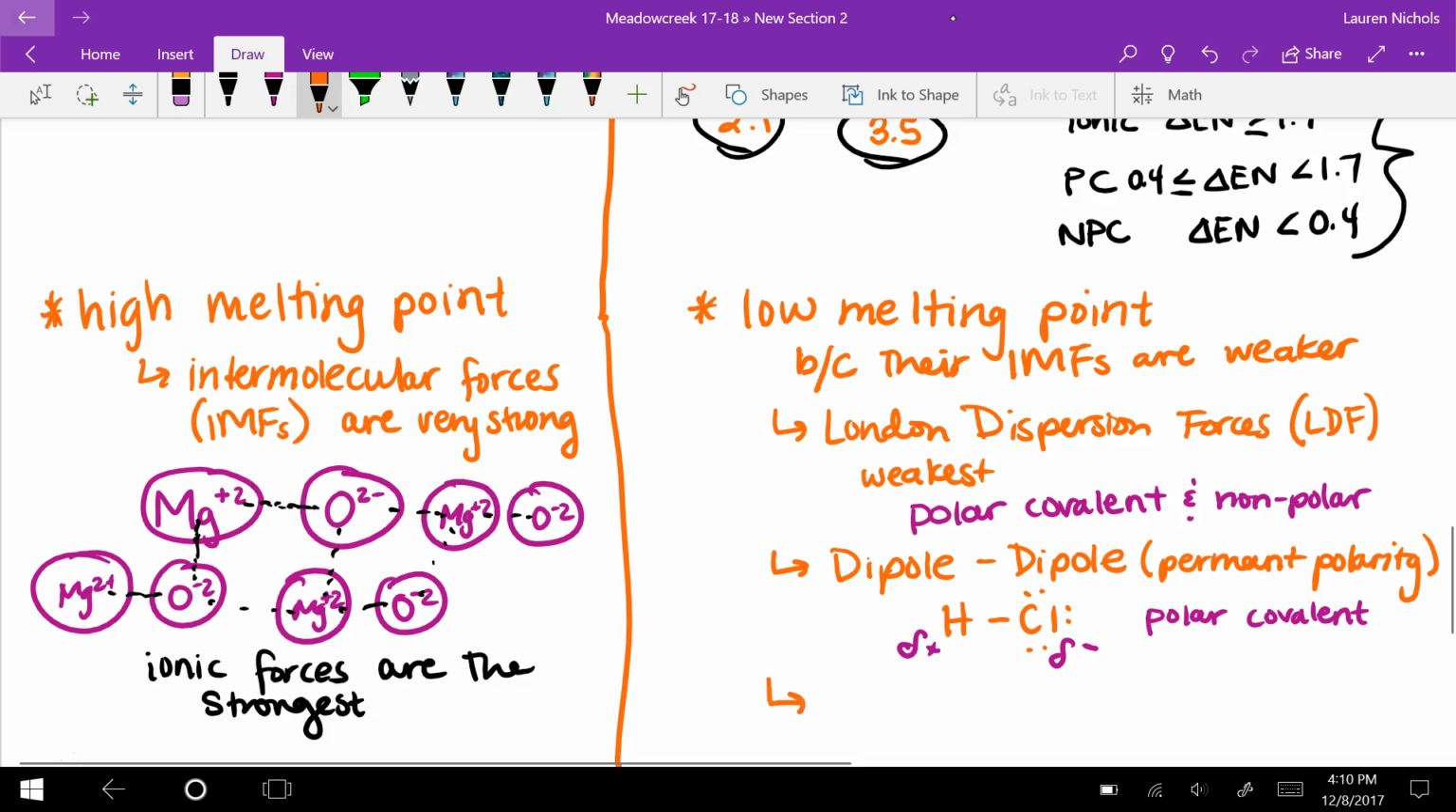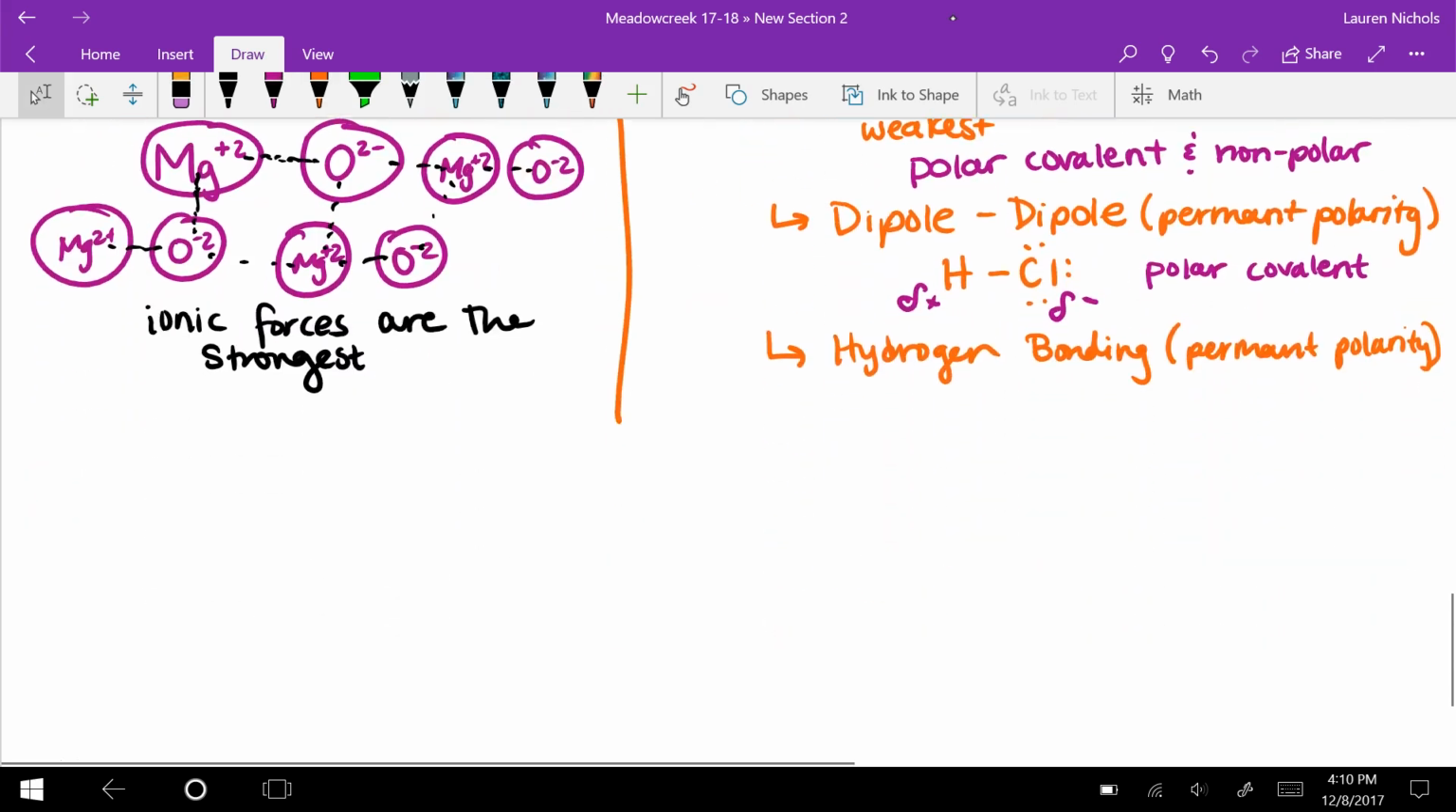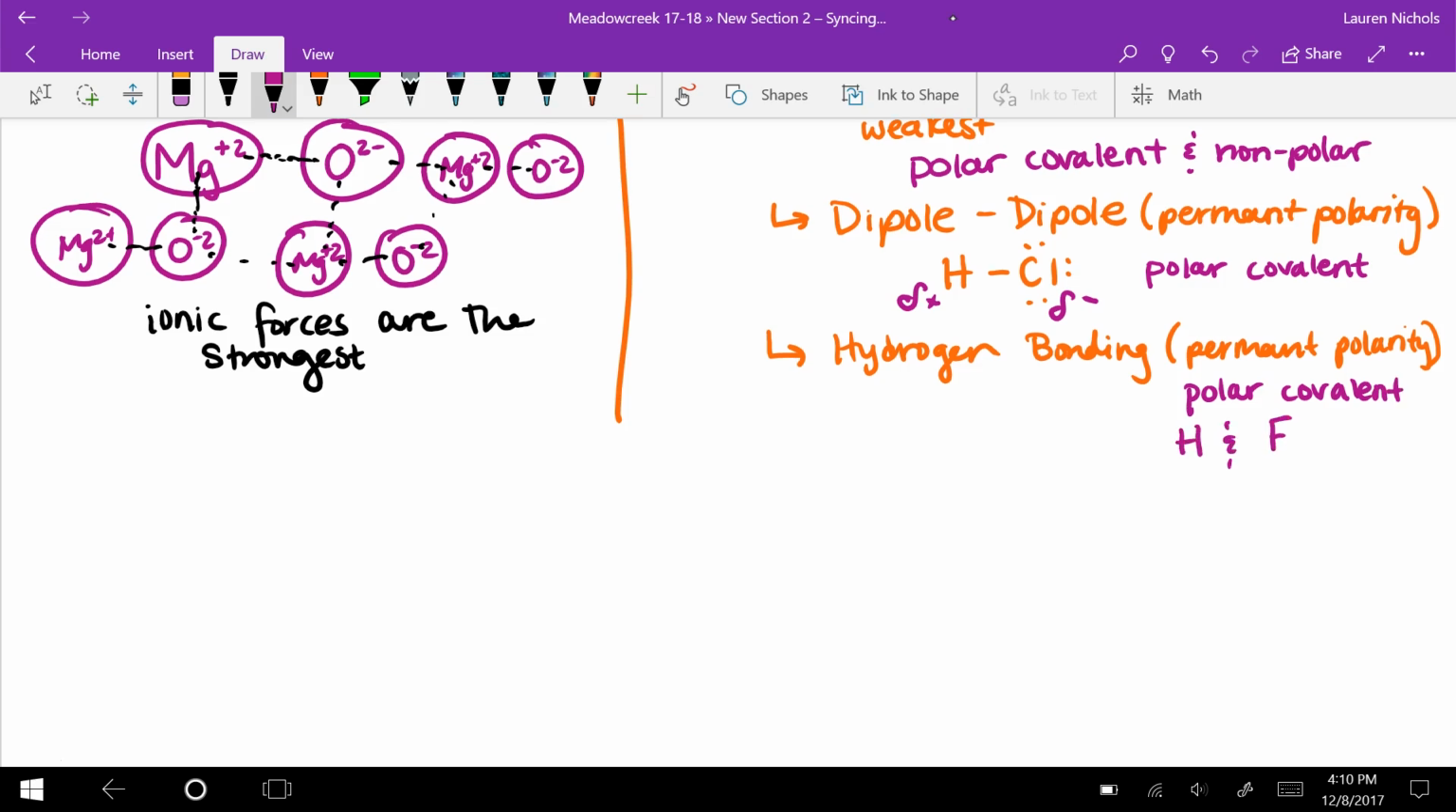Okay, now the third type is a type of dipole-dipole force that we call hydrogen bonding. Again, it's going to be about permanent polarity. However, the difference is the types of atoms that are going to be involved. When you have hydrogen bonding, it has to be polar covalent, and it has to be between hydrogen and either fluorine or oxygen or nitrogen.